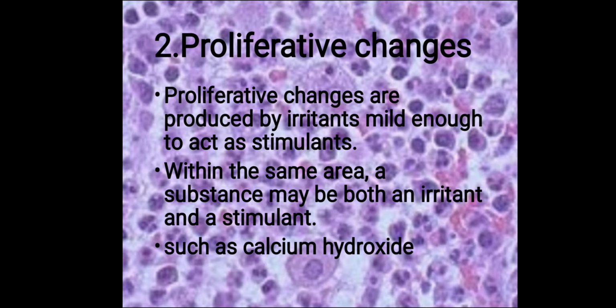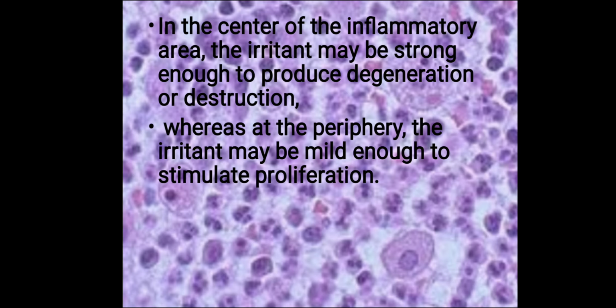Let's discuss how. See, in the center of the inflammation, it is a strong irritant which produces degeneration or destruction. And in the periphery, the irritant may be mild enough to stimulate proliferation. So, in the periphery, it is a stimulant. In the center, it is an irritant. In the center, it produces degeneration, and in the periphery, it stimulates proliferation.